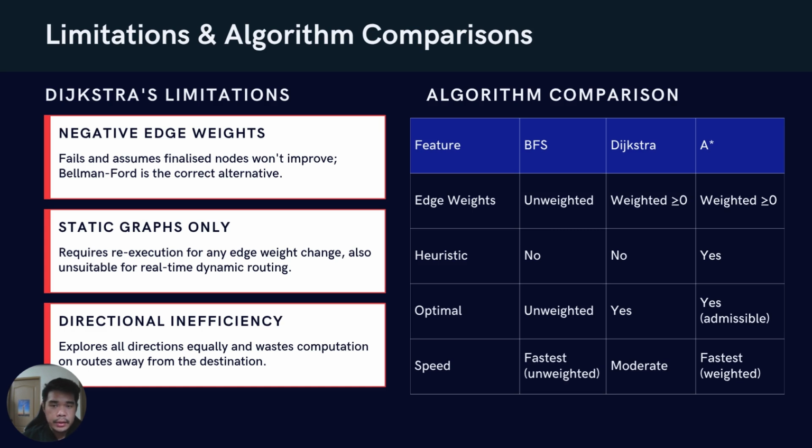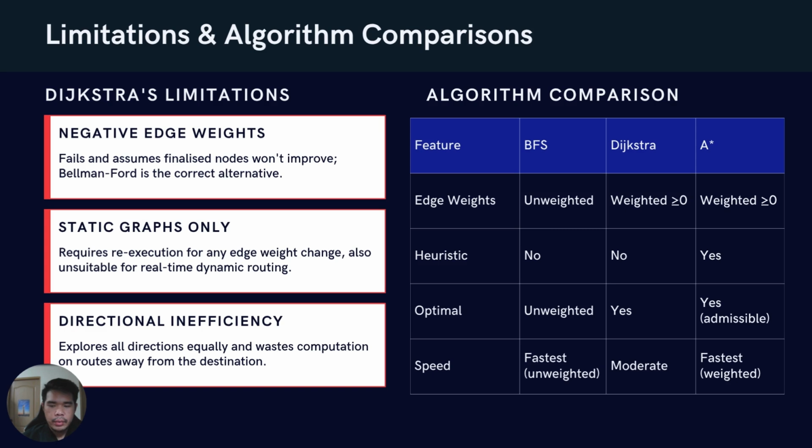Secondly, it assumes a static graph. So if travel time changes due to, for example, conditions like peak hour congestion or delays, the algorithm will need to be rerun again to reflect these updated conditions. Thirdly, it is directionally inefficient as Dijkstra explores all possible paths rather than focusing directly towards the destination itself, which can lead to a lot of unnecessary computation.